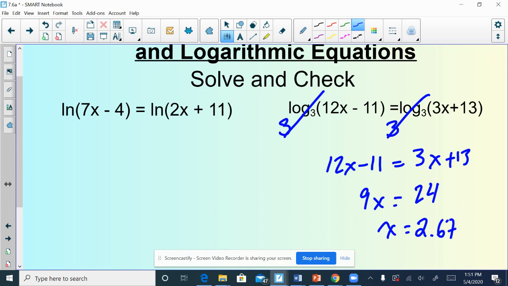We do have to verify that when we plug it in, we won't get a negative number. We're going to have to make sure that that's true for all logs because you're never allowed to take the log of a negative number. When you plug 2.67 here, that would definitely be positive, as would that. So we are fine.